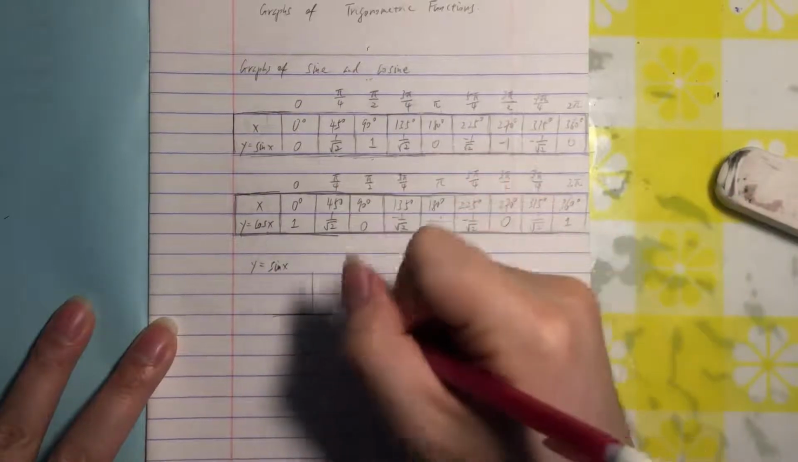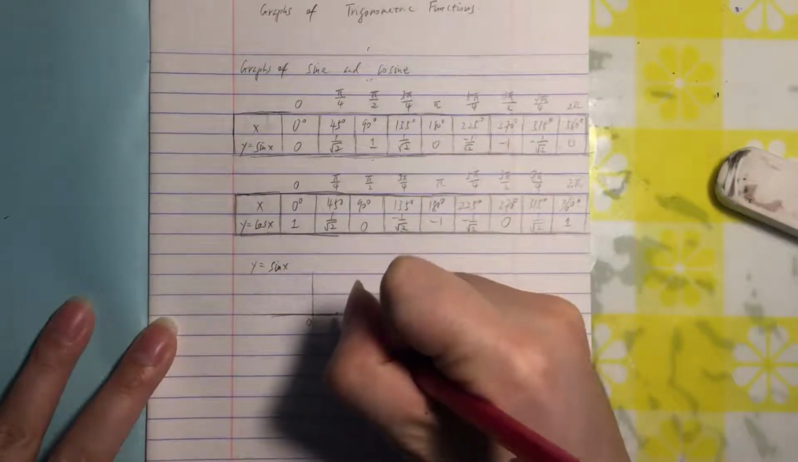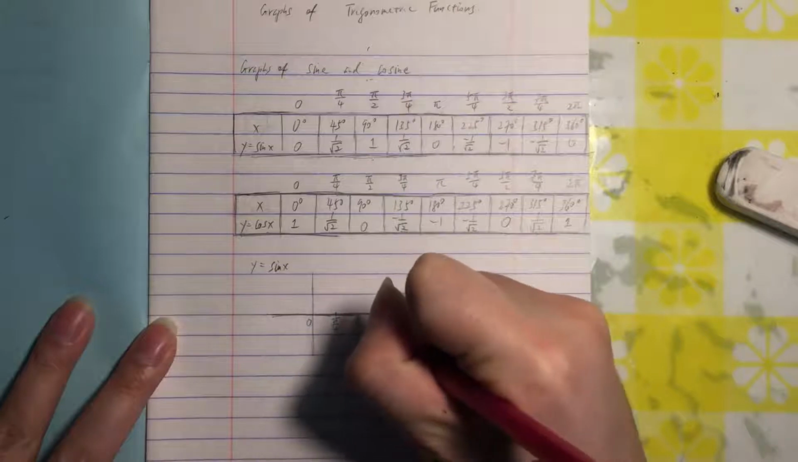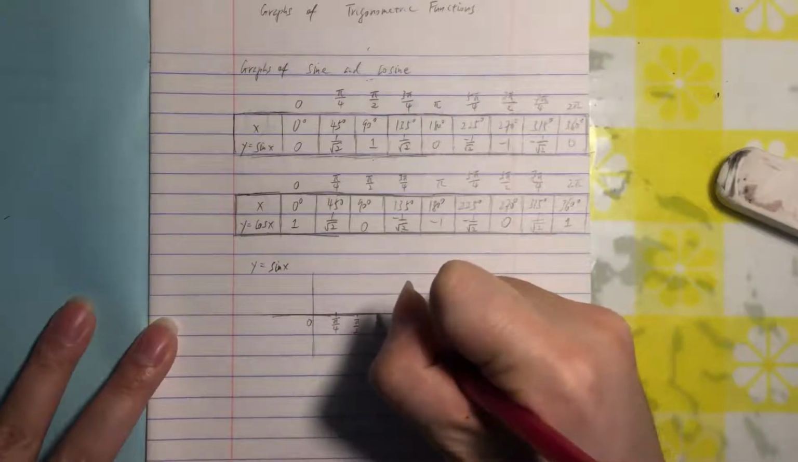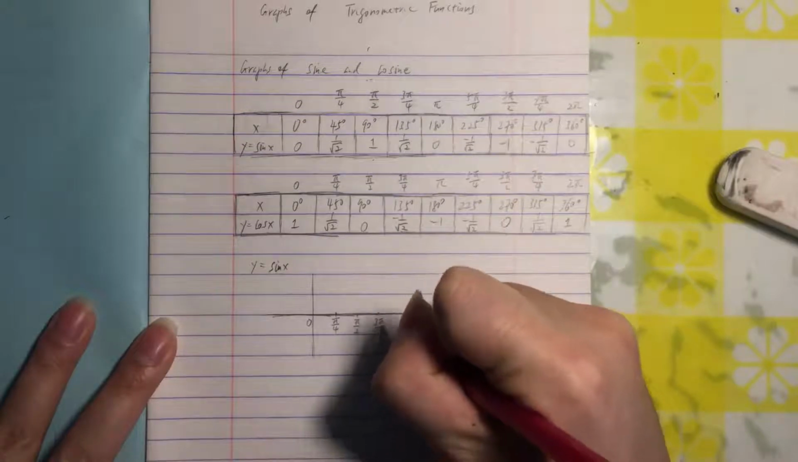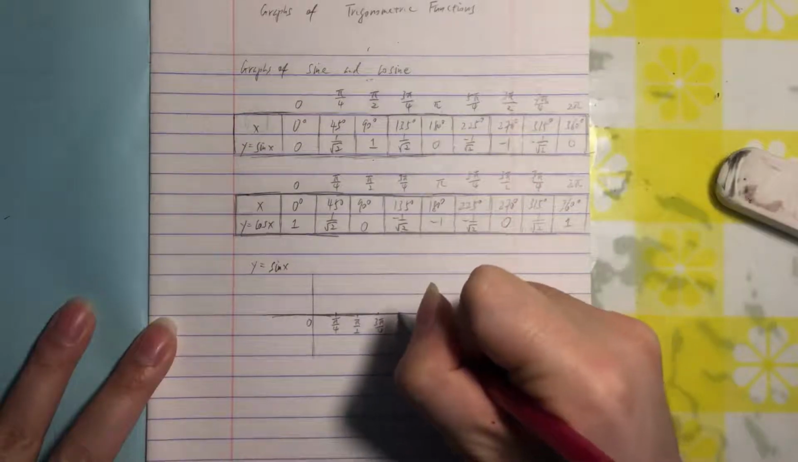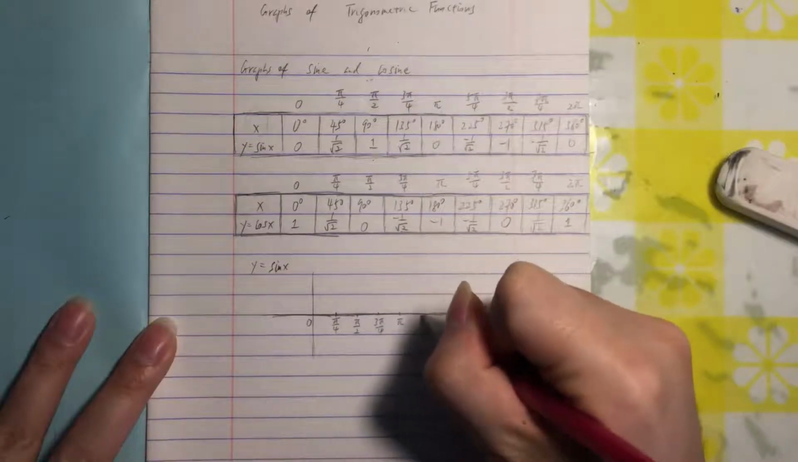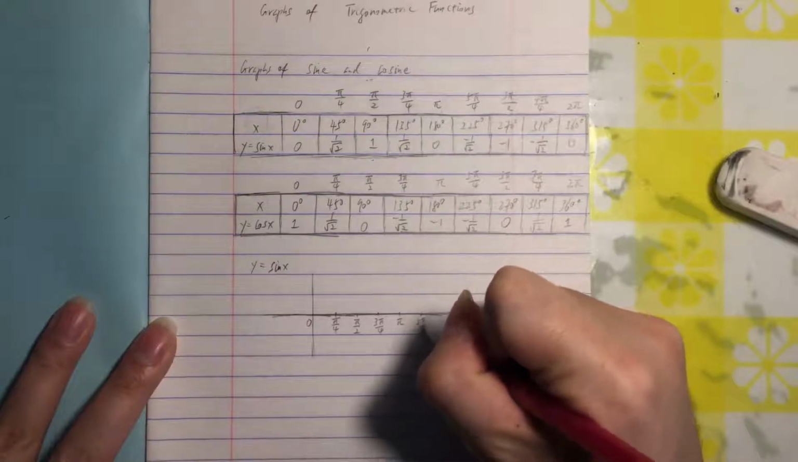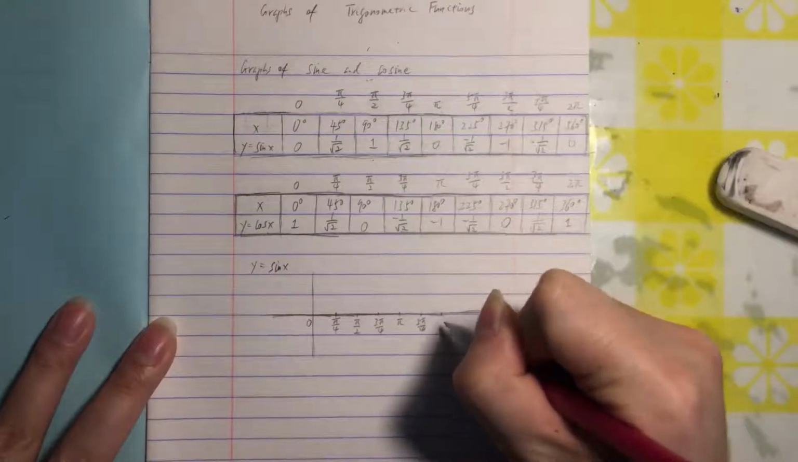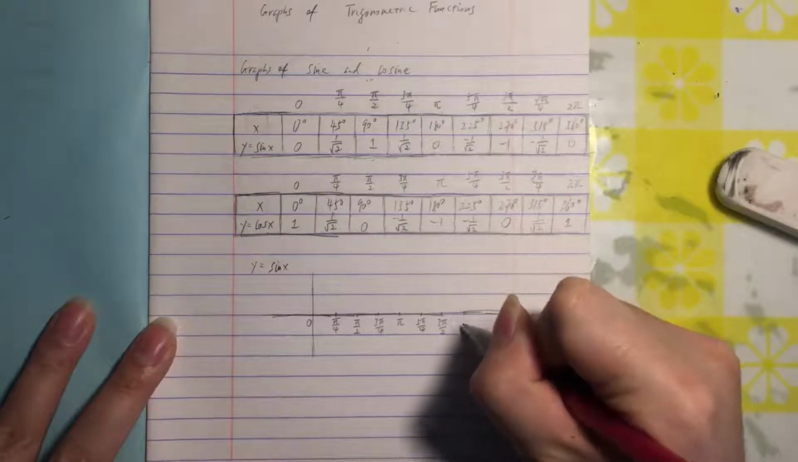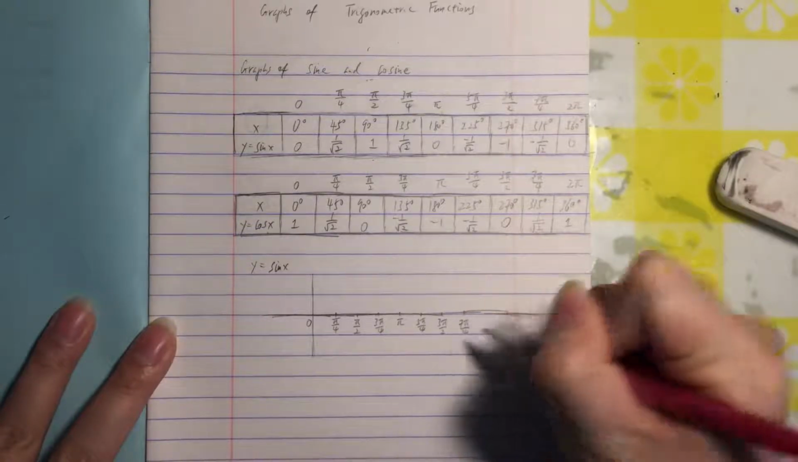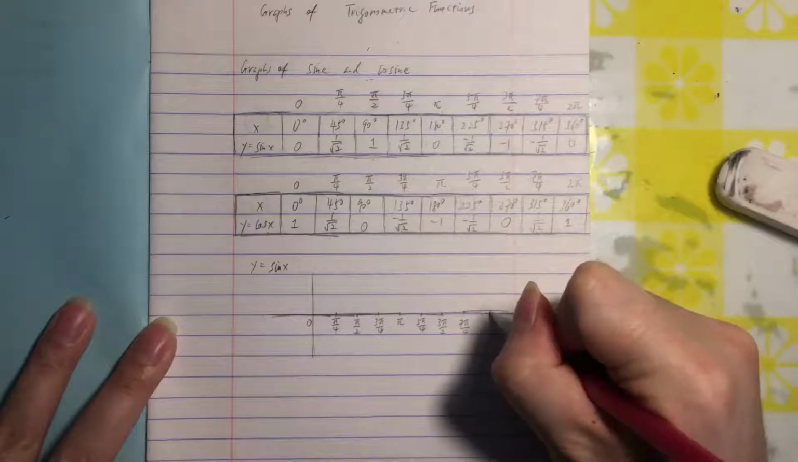Zero, pi over 4, pi over 2, 3 pi over 4, pi, 5 pi over 4, 3 pi over 2, 7 pi over 4 and 2 pi.